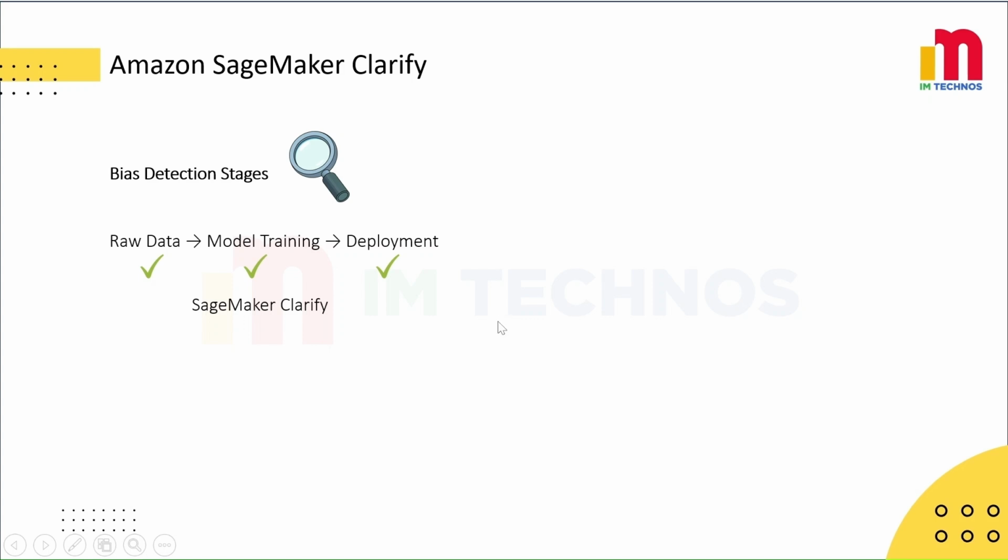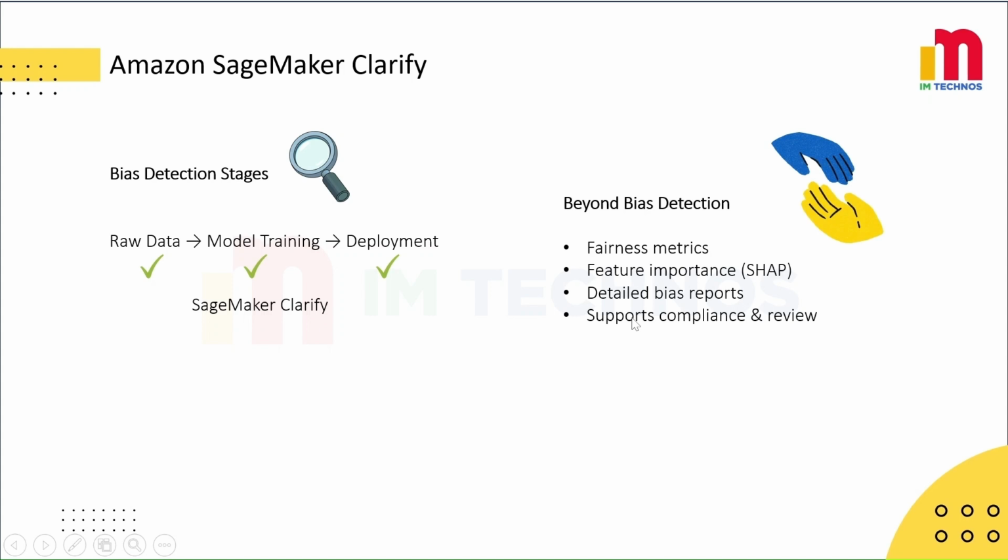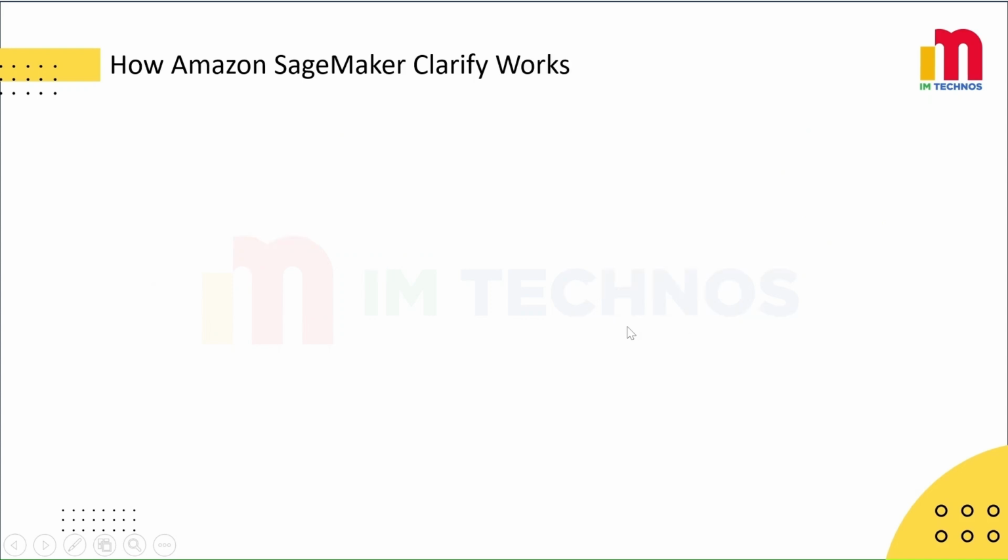In addition to bias detection, Clarify also provides feature importance analysis. This helps you understand which features are driving a model's decision. The reports generated by Clarify can support internal reviews, compliance discussions, and help you identify areas where your model may need improvement. Now let's understand how it works at a high level.